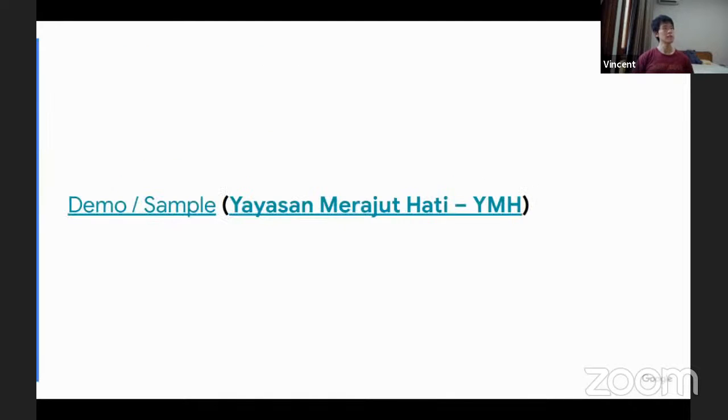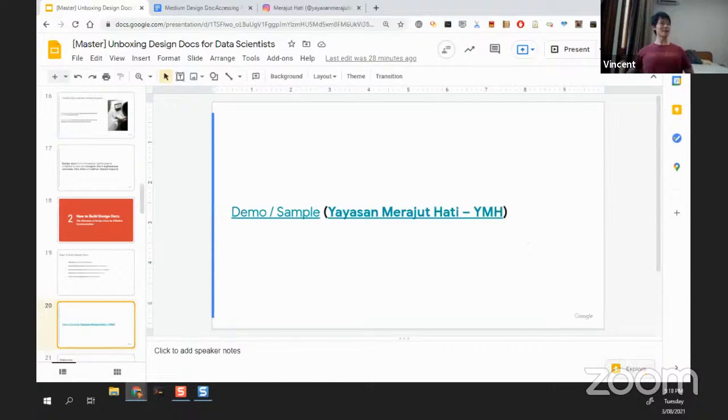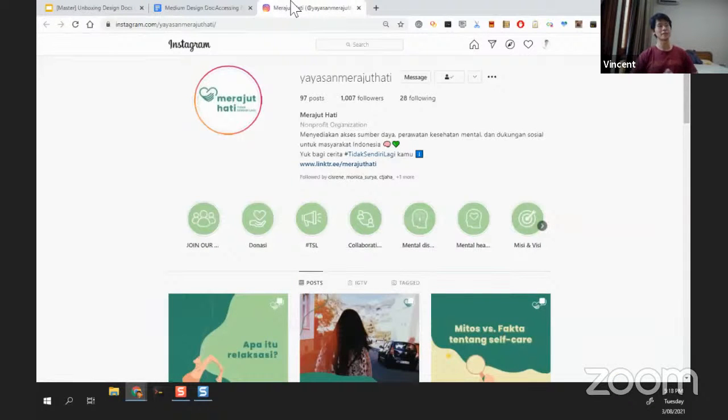Okay, so let me demo a sample. Obviously I cannot share my Google-related design docs because they are definitely confidential, but I would like to share one from a non-profit organization that I'm helping out, called Yayasan Majid Hati, YMH. This is definitely not in English; it's in Indonesian, Bahasa.